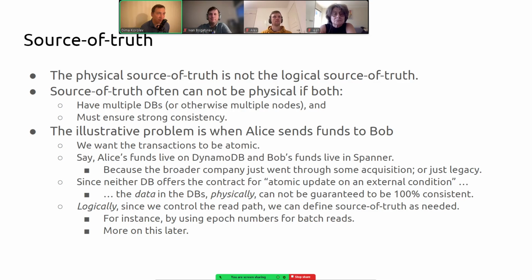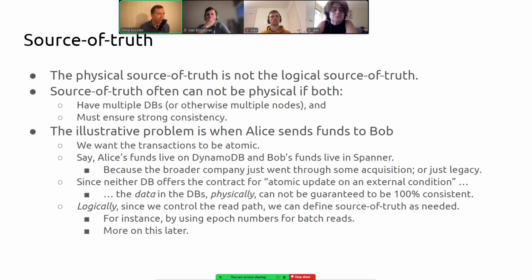So source of truth is the concept that if uncertain, if you don't know what the ground truth is, it's there in a particular place. Now, it's important to understand that source of truth can be logical or physical. And oftentimes, it cannot be both.